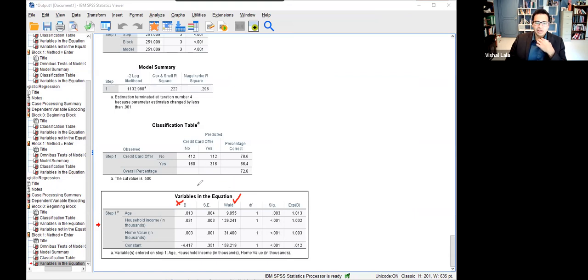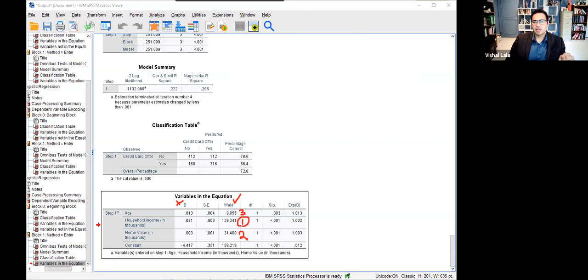The Wald statistic tells you which of the predictors is most important and most predictive of the likelihood of signing up for a credit card. It turns out in our data, the most predictive, or most important, would be income, followed by home value, followed by age. These again reflect the relative importance of these predictors in influencing the outcome variable.